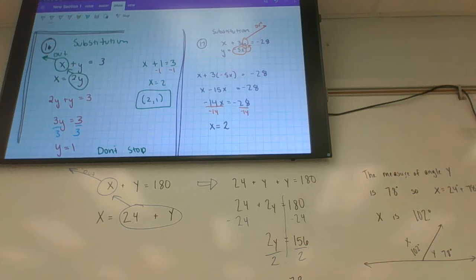Where'd you get 14x? No, I got a -14 and a -28. I don't get it. Where'd you get 14x? Isn't it x minus 15? No, 1 minus 15 is -14. Are you with me there? Like I put a 1, oh, here: x minus 15x. Okay, I see it now. They're like terms. 1 take away 15 is -14.